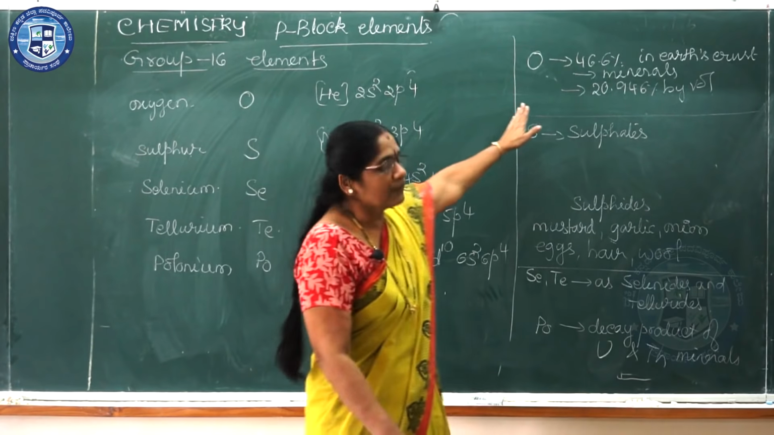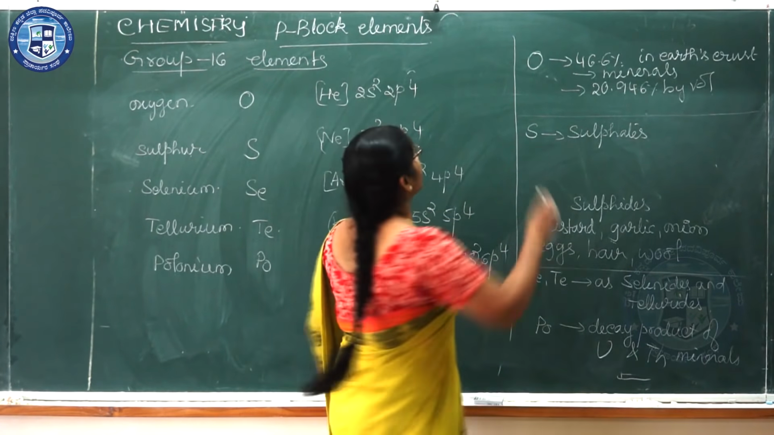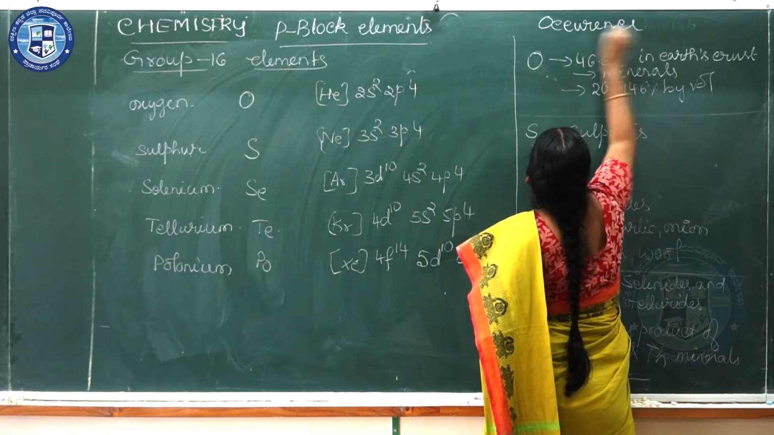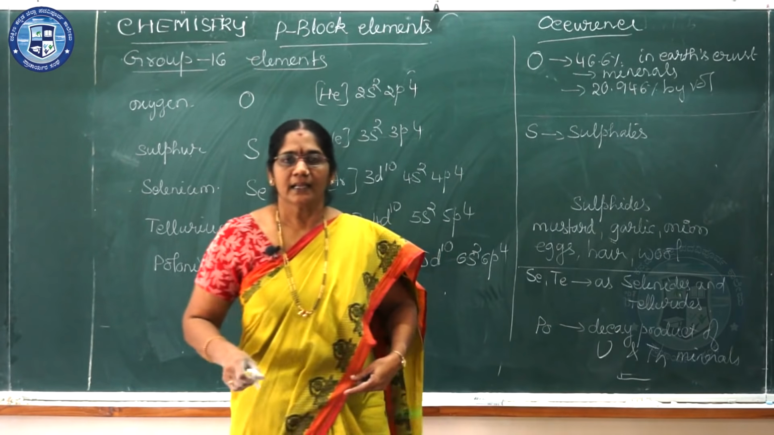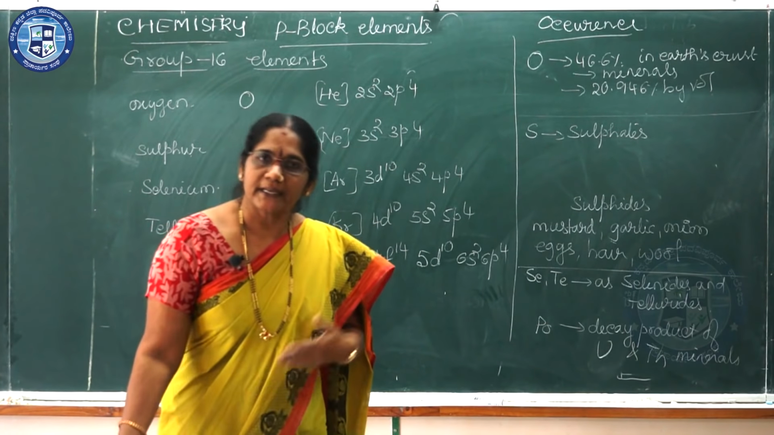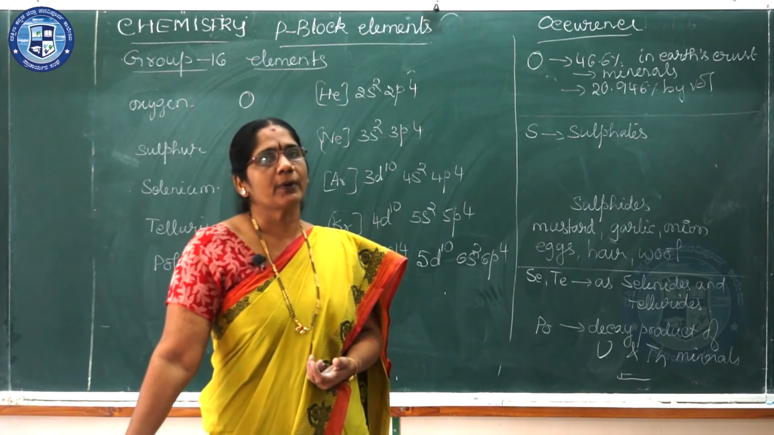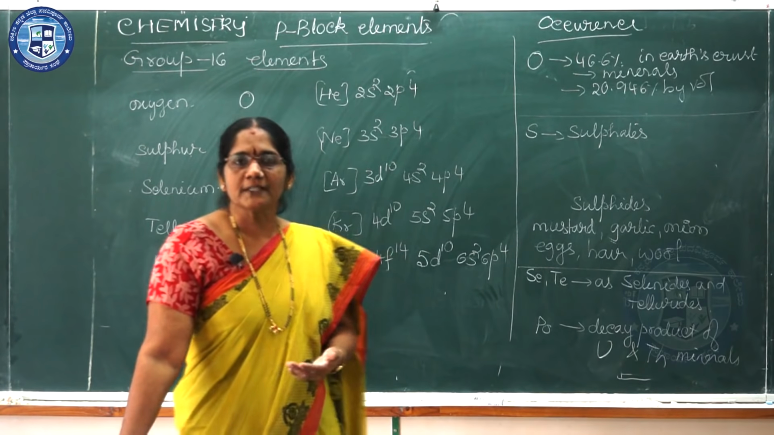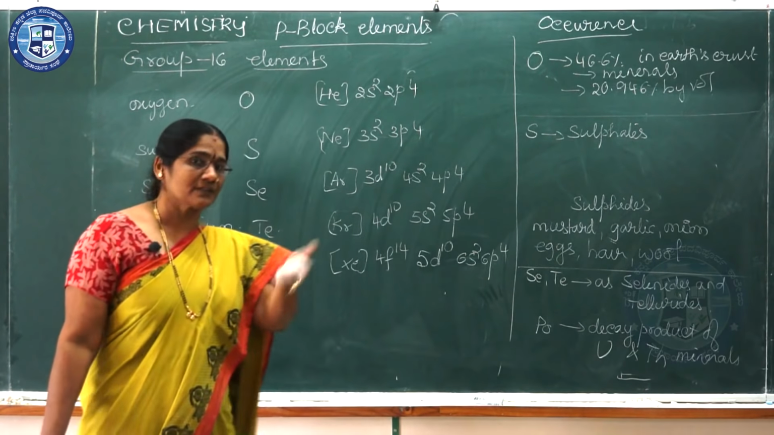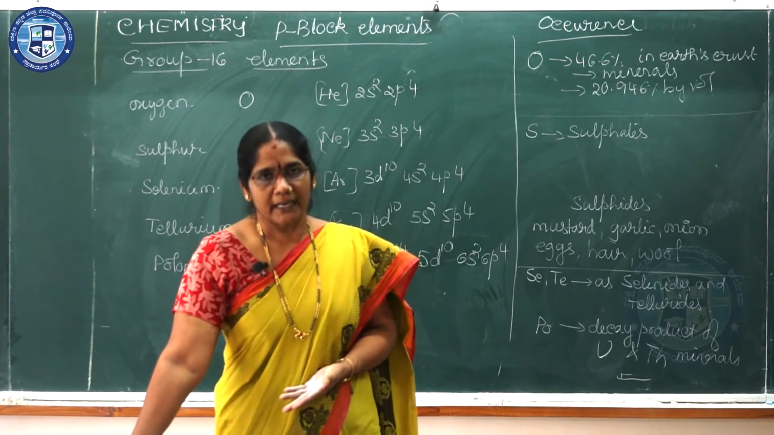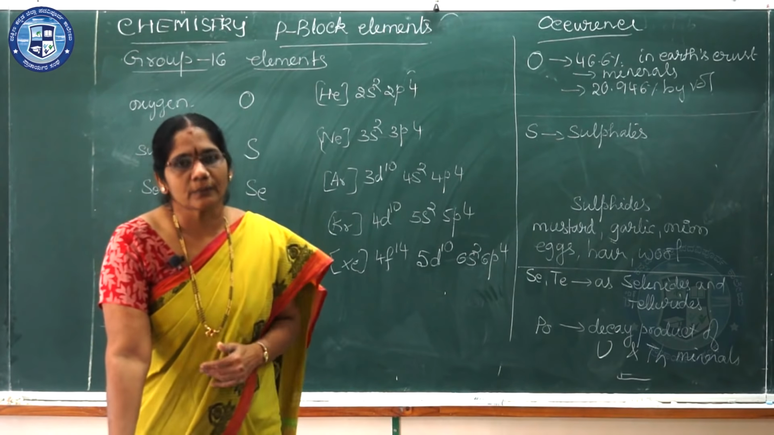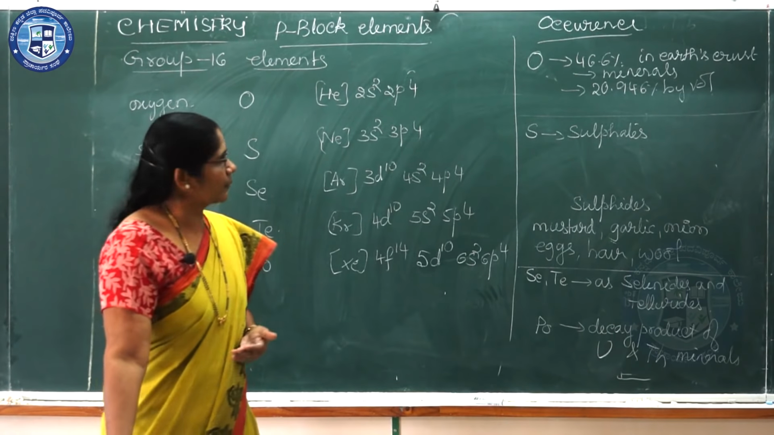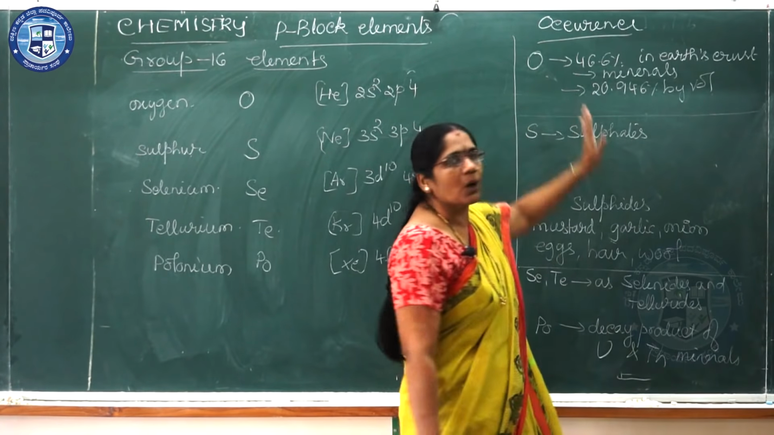And now we will see the occurrence. Where do we get these elements in nature? We will start with the occurrence, and then we will study their atomic properties and the variation trends in the group, then physical properties, then chemical properties, and then anomalous behavior of oxygen, as you have studied in group 15 for nitrogen. Then a few compounds of oxygen and sulfur we are going to study in group 16. To start with, occurrence of oxygen.